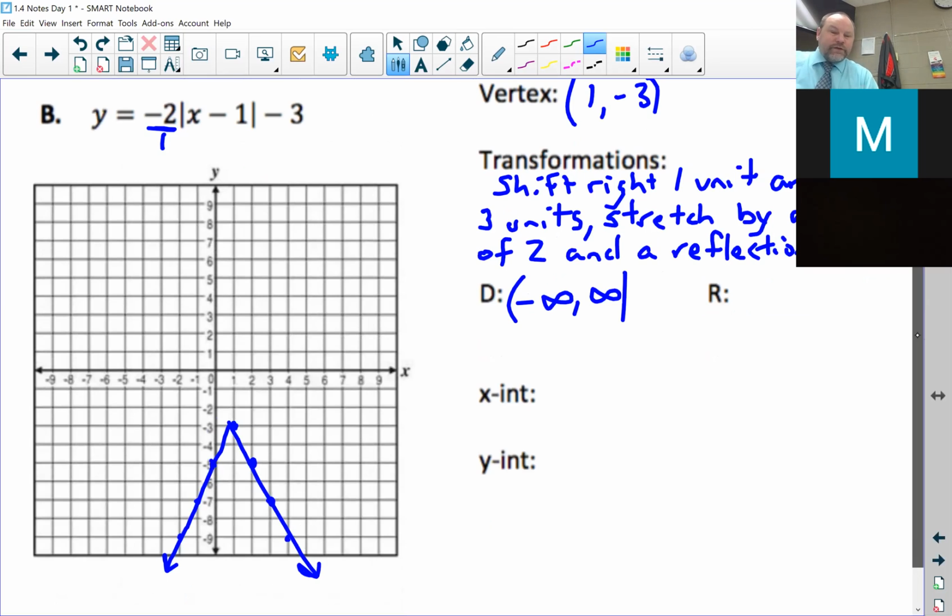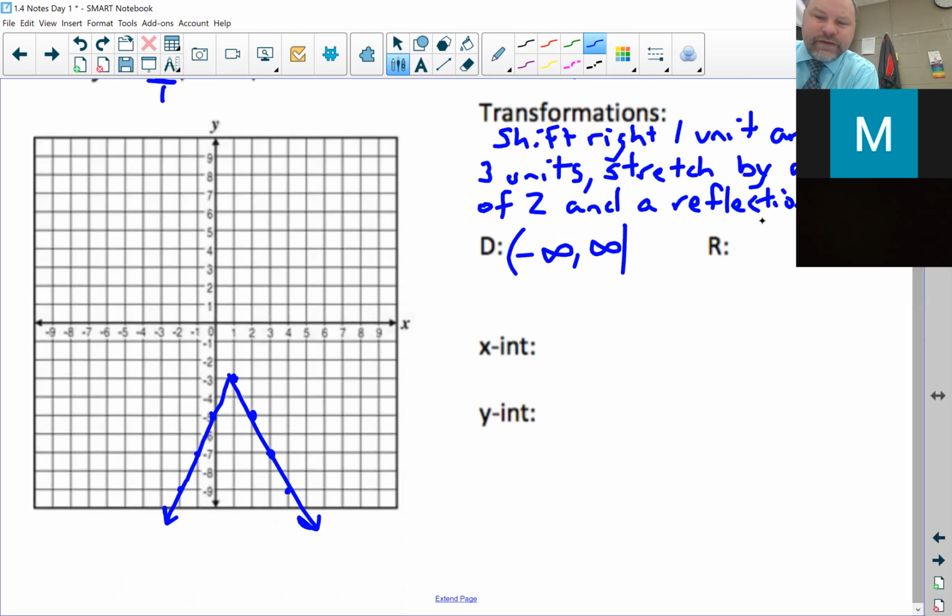The range, now we're looking at what is the smallest value. And there isn't a smallest value. So the range is going to go from negative infinity to whatever the largest value is. In this case, we do have a largest value. The largest value is -3. What is the x-intercept? None.